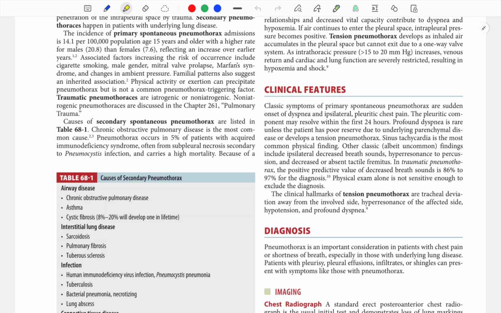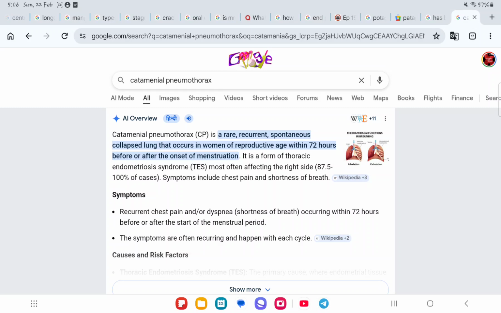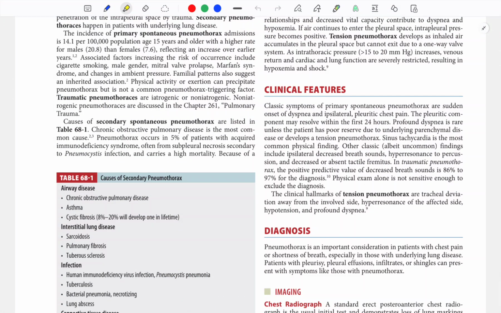What are the causes of secondary pneumothorax? These are airway disease, interstitial lung disease, infection, connective tissue disorder, cancer, catamenial pneumothorax, which is due to thoracic endometriosis. Wow. Thoracic endometriosis, catamenial pneumothorax.